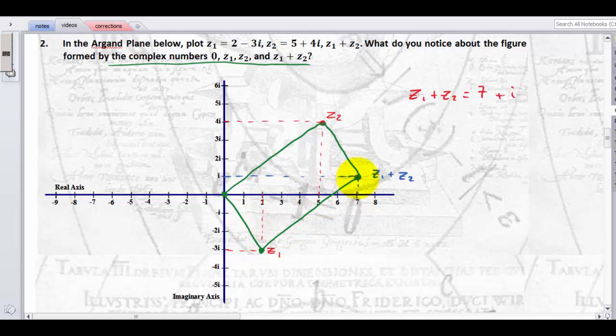Oh, this is a parallelogram, right? It looks like it's a parallelogram. So adding complex numbers has a strong geometric connection. It creates a parallelogram. How can we prove it's a parallelogram? Well, in a parallelogram, opposite sides are parallel, or which is the same, opposite sides are congruent, right? And so we need to measure the length of these two sides. Therefore, we need to define the distance between two complex numbers. Let's go to the next definition.